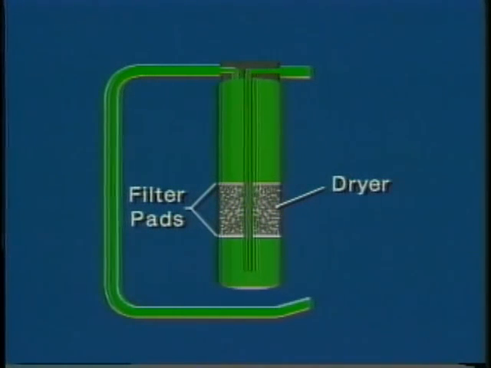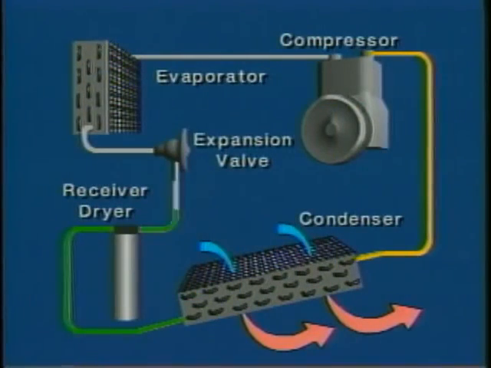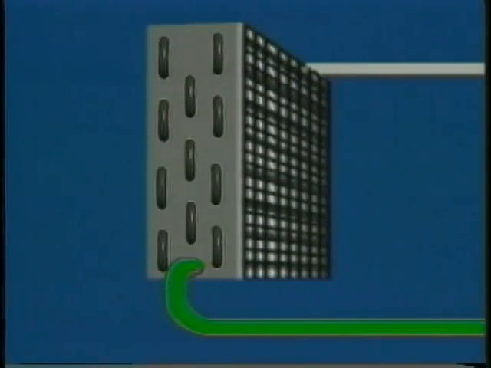The filter removes contaminants, while the dryer contains a material that attracts and removes moisture, which could freeze in the refrigeration system and plug the line. The Freon then goes to an expansion valve where the pressure is reduced. This further cools the liquid. From there, the Freon goes to the evaporator, or heat exchanger. Here, the liquid Freon changes to a vapor.